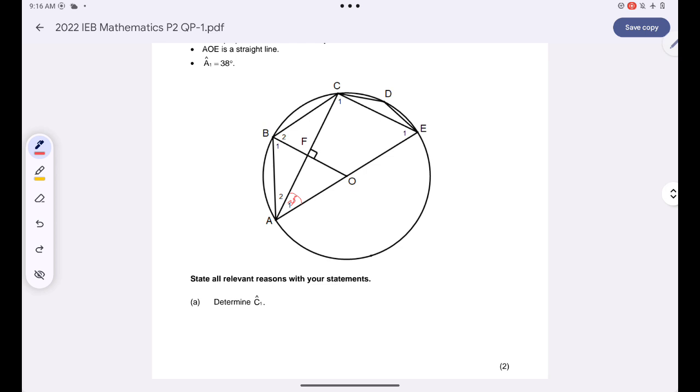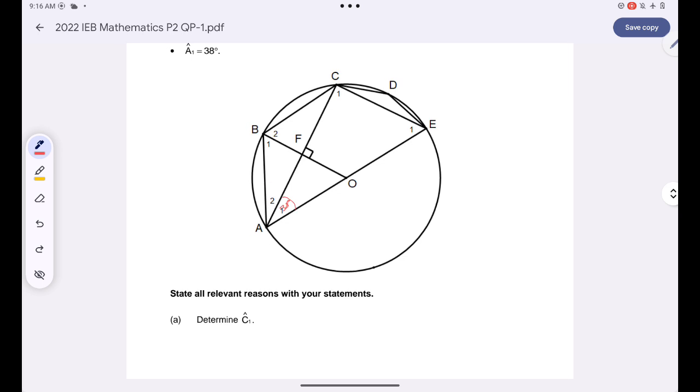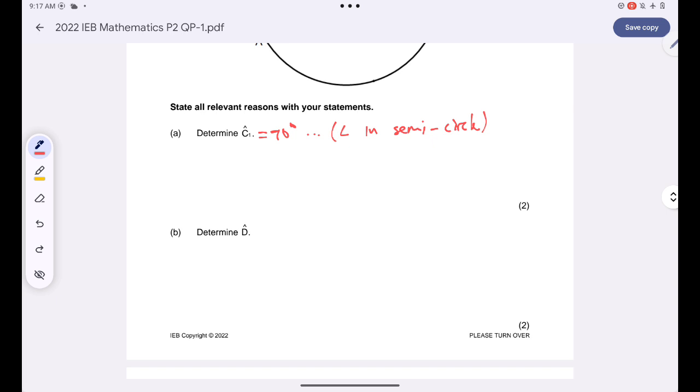We must determine the value of C1, right? C1 is an angle which is subtended by a diameter. So C1 is just equal to 90 degrees. This is an angle in a semicircle.